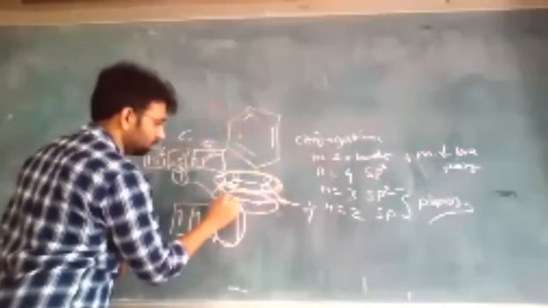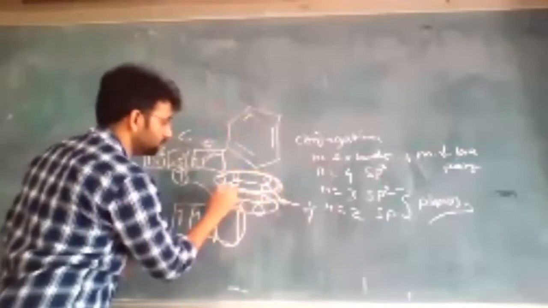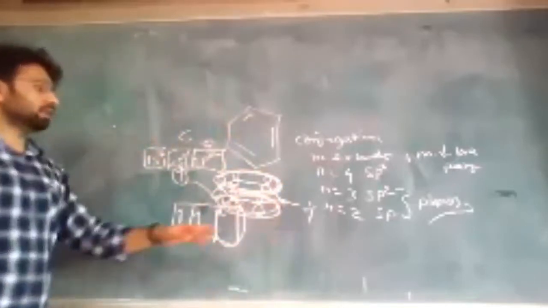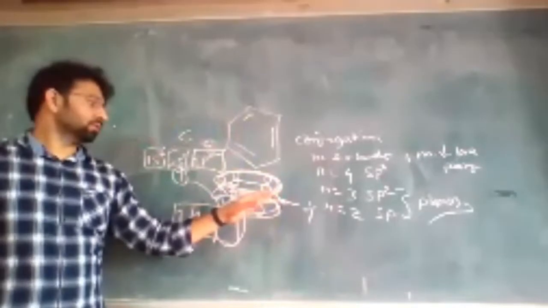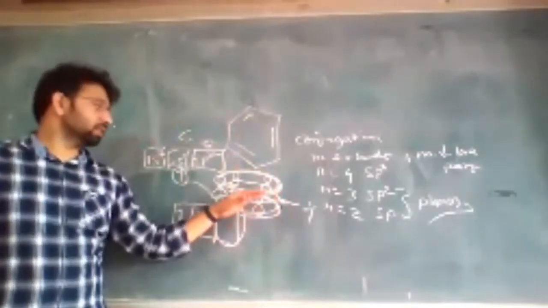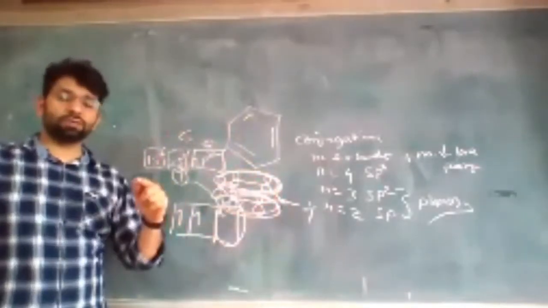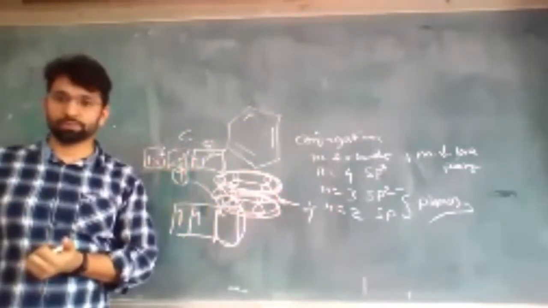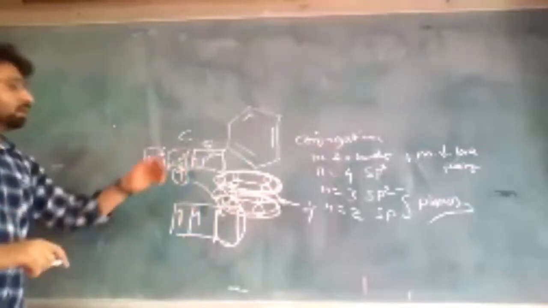If you join all these p orbitals, then you will get a cloud like this. So this is a cloud which occurs above and below the plane of benzene because of the revolution of the p orbital electrons.